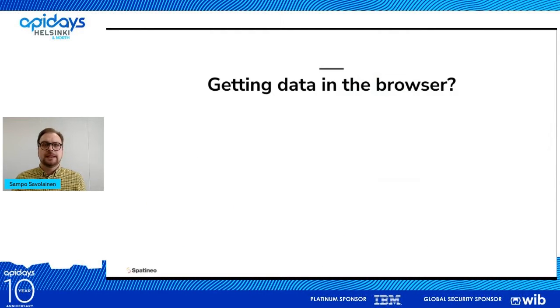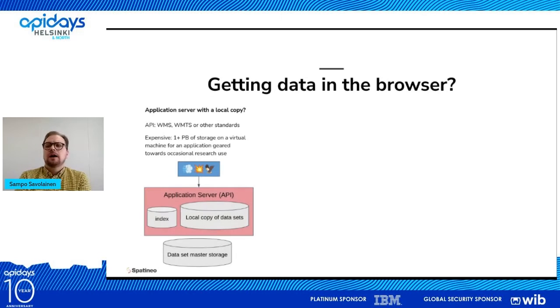Now, how do you get this data to the browser? There are of course multiple options, and we were presented early on with a huge number of different platforms offering data services, etc. But I'm looking at this from a practical level. How does this actually work? You might have an application server. You have a master storage of all of the data, and you have a local copy on the server.